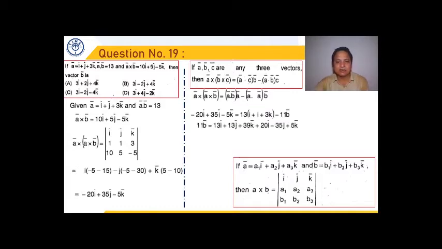If we simplify this, it reduces to 11b vector, which comes to the left hand side and becomes positive. All the rest of the terms go to the right hand side: 13i plus 13j plus 39k plus 20i minus 35j. On shifting from left hand side to right hand side, the minus sign appears, plus 5k. So 11b is equal to 33i minus 22j plus 44k. So we can say b is equal to 3i minus 2j plus 4k. If you look at the choices, we get choice B as the answer.